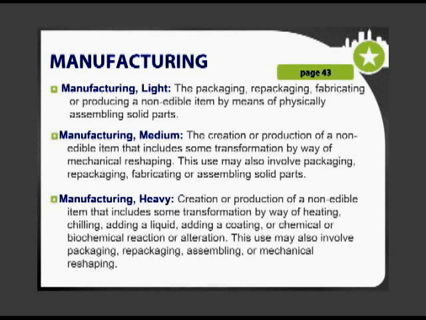And so the manufacturing has been divided according to the processes that are included in that manufacturing. The light manufacturing, which is a lot of what goes on, is basically packaging, repackaging, and assembling parts together in unique ways. That's your light manufacturing. Now, your medium manufacturing is basically your mechanical reshaping of materials, like stamping and extruding and bending and all that kind of stuff.